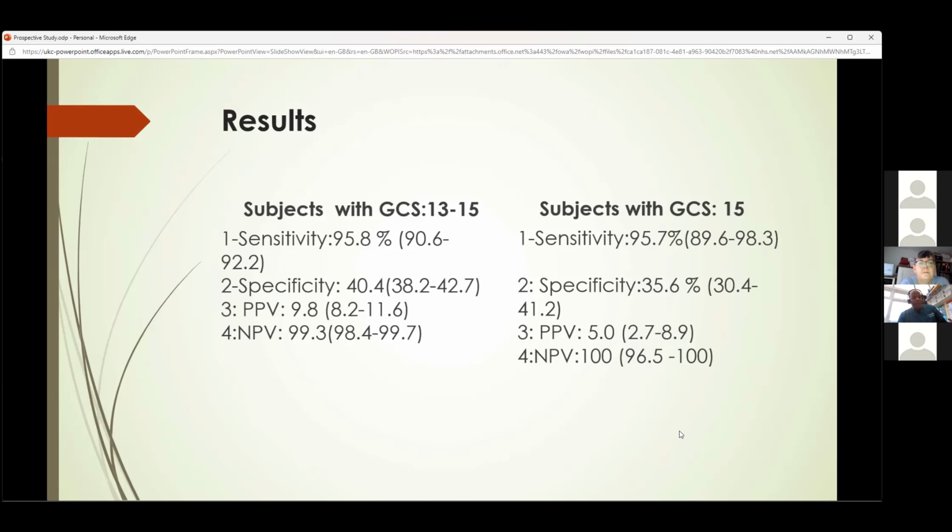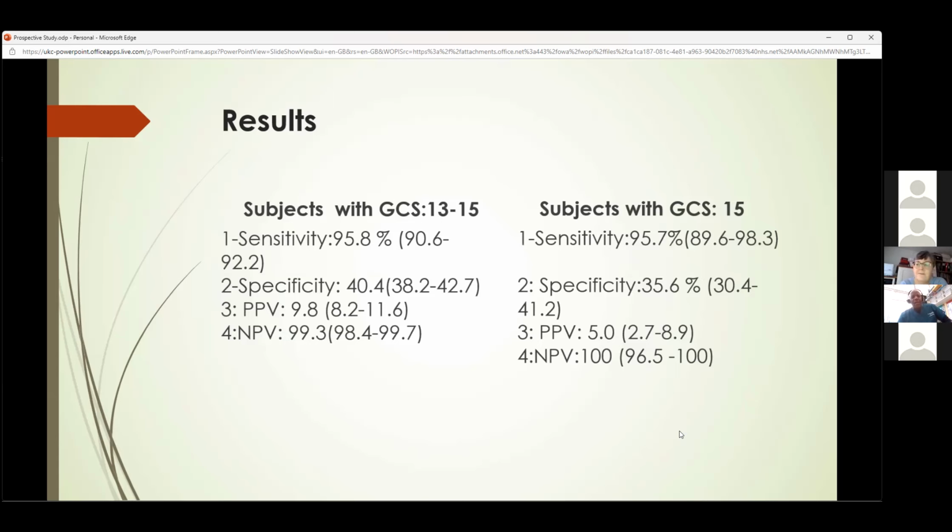The sensitivity for the subjects with Glasgow Coma Scale of 13 to 15 was 95.8, with a 95% confidence interval of 90.6 to 92.2. The specificity was 40.4, and the negative predictive value was 99.3, with a confidence interval of 98.4 to 99.7. So with the subjects with the Glasgow Coma Scale of 13 to 15, this test really showed it had high sensitivity and a high negative predictive value.